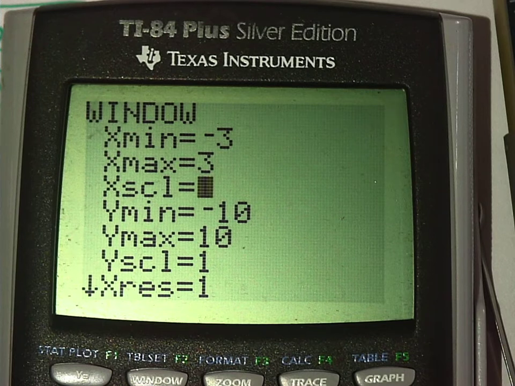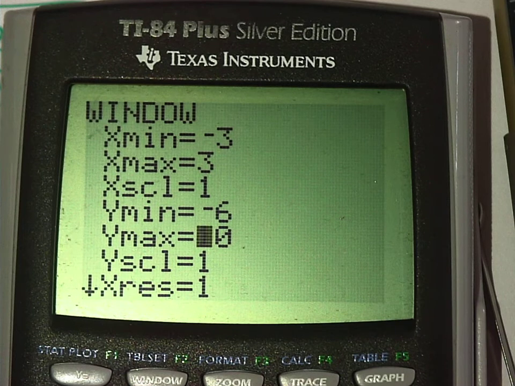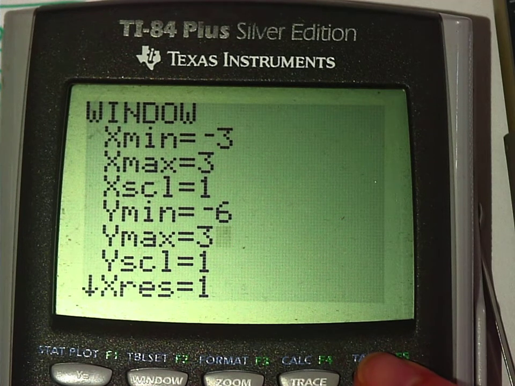That x, SCL, that's x scale. That means I want to tick mark every one, that's fine. I'm going to go down. My y minimum is going to be like -6 maybe, and my y maximum, maybe we'll put that at like 3. I'm going to hit graph again.